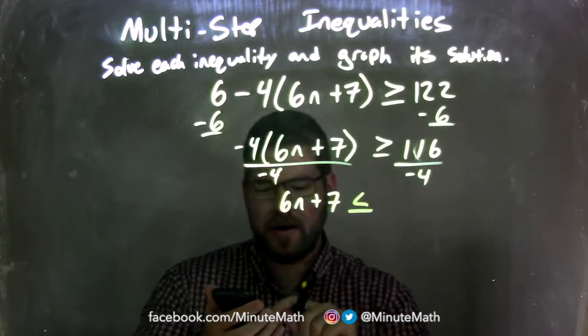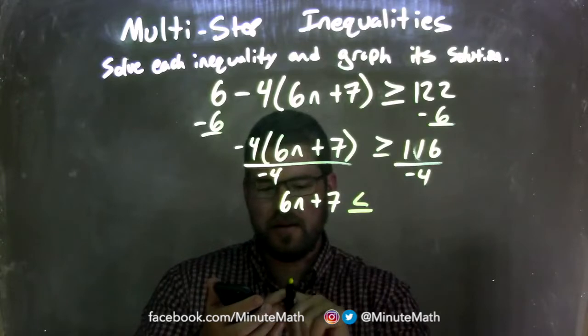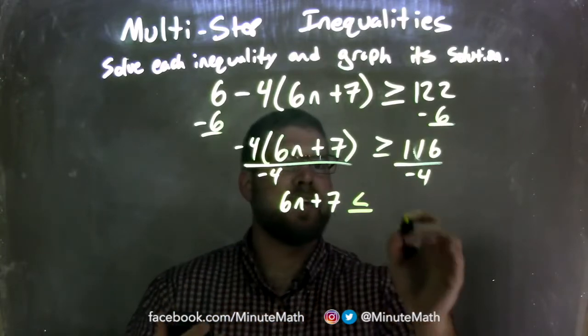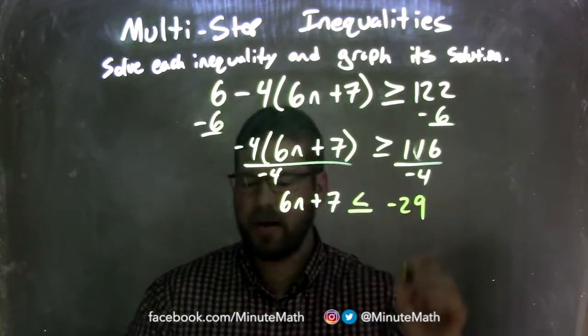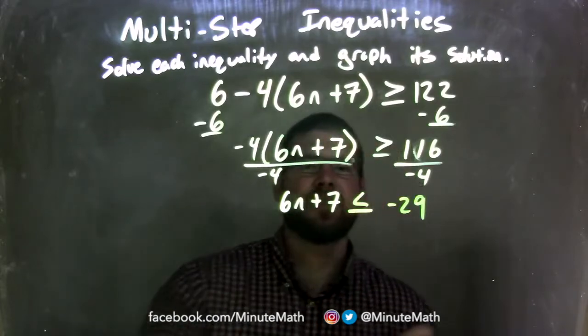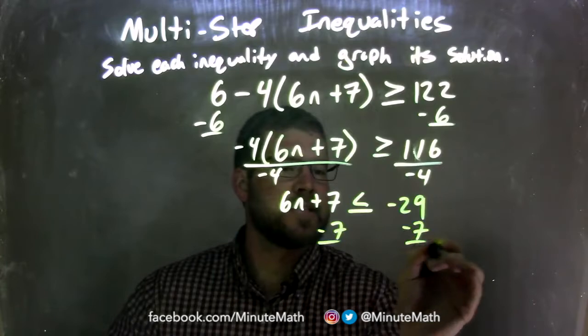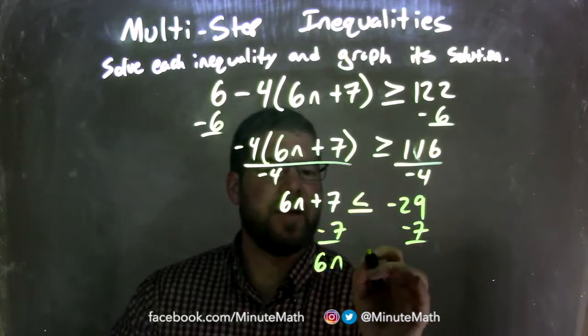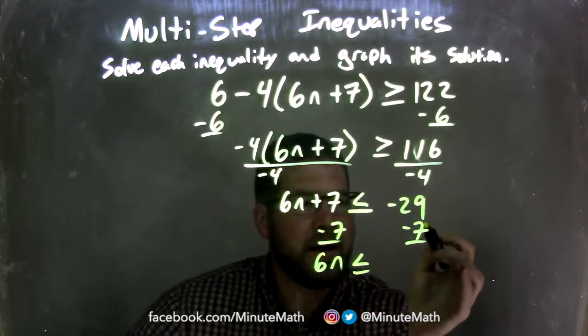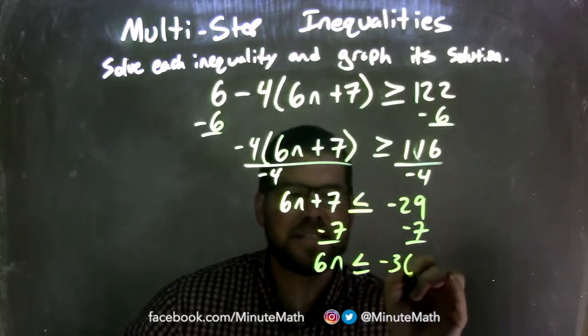Now, what's 116 divided by negative 4? I'm not going to try to do that in my head. 116 divided by negative 4 is negative 29. Positive divided by negative is a negative. Then I need to subtract a 7 on both sides. Subtracting a 7 on both sides gives me 6n is less than or equal to negative 29 minus 7, which is negative 36.